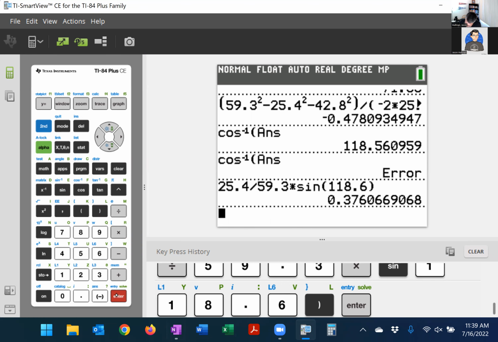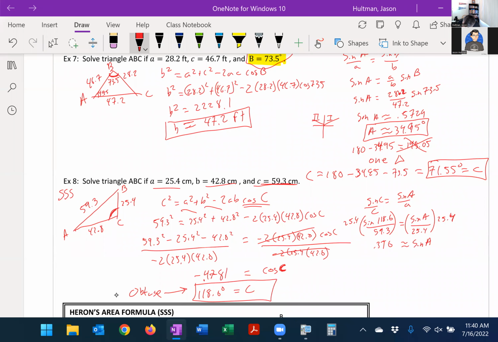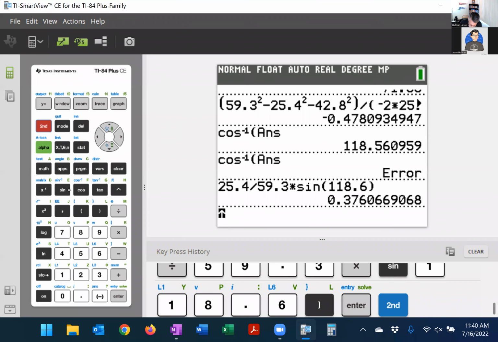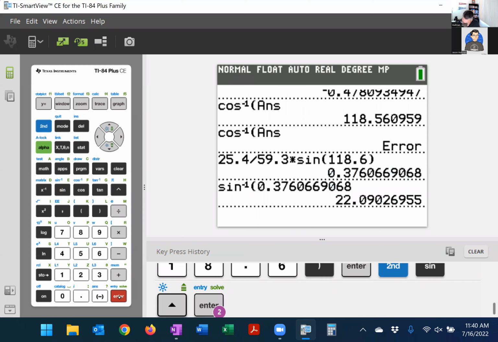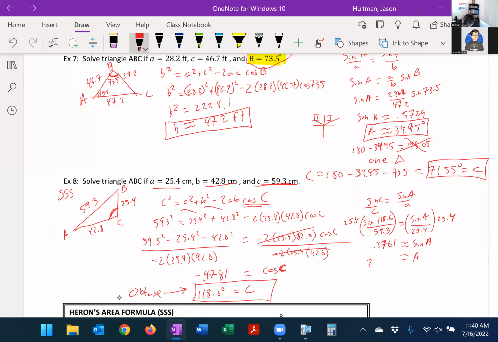So 0.3761. So what would A be? A is approximately what? Well, let's take the inverse sine of that number, the inverse sine of 0.3761. And that's 22.1 degrees. Okay, so A is 22.1 degrees.